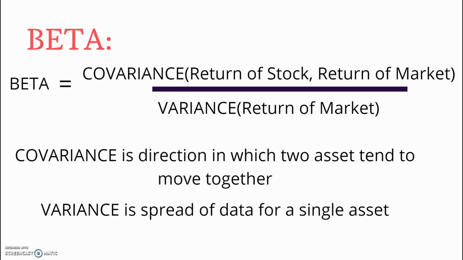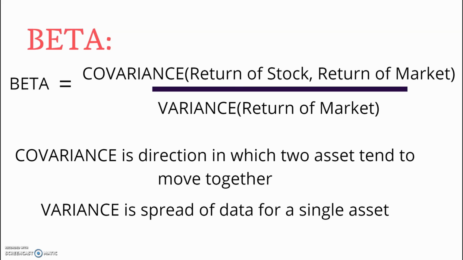Covariance is the direction in which two assets tend to move together. The variance is the spread of data of a single asset. So the covariance of the return on the stock and the return on the market is the direction in which the stock and the market tend to move together, divided by the variance of the market, being the spread, or think volatility, of the market as a whole.